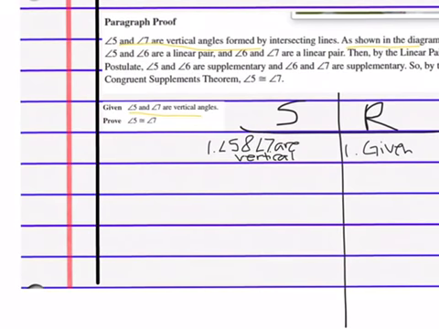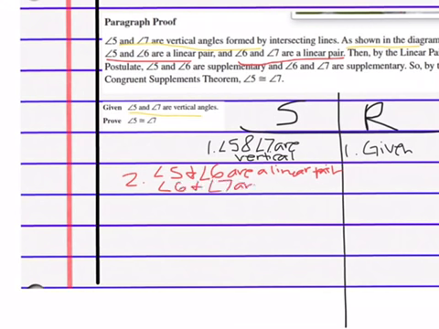Let's look next. Angle 5 and angle 6 are a linear pair. Angle 6 and angle 7 are a linear pair. So let's make that into line 2. Angle 5 and angle 6 are a linear pair. Angle 6 and angle 7 are a linear pair.